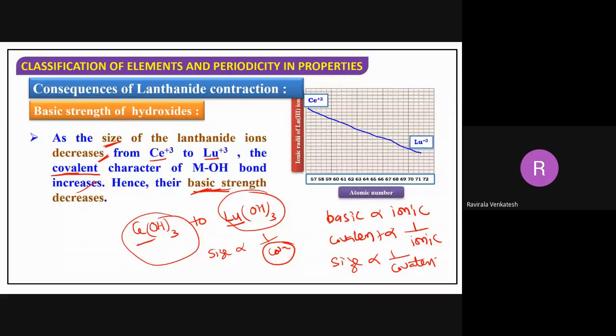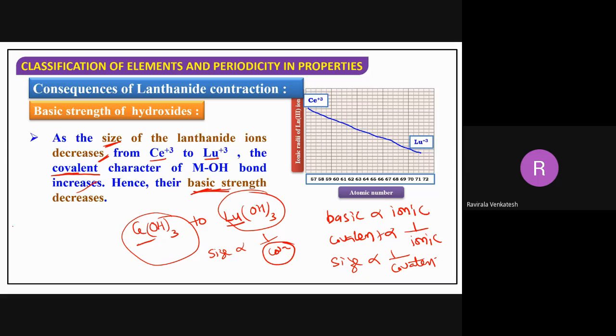Tell me, cerium hydroxide and lutetium hydroxide, which is having more basic character? Basic strength is decreasing or increasing? It decreases. Then which is having more basic character there? Cerium. Cerium hydroxide is having strong basic character.